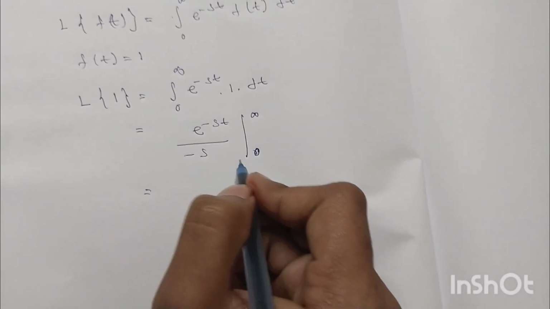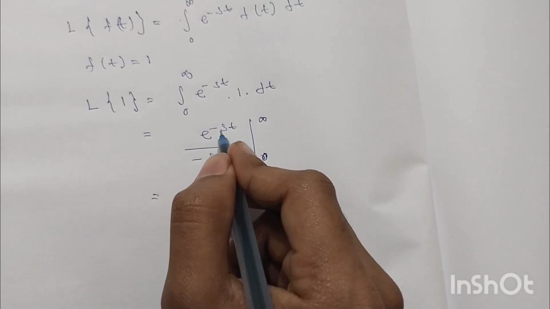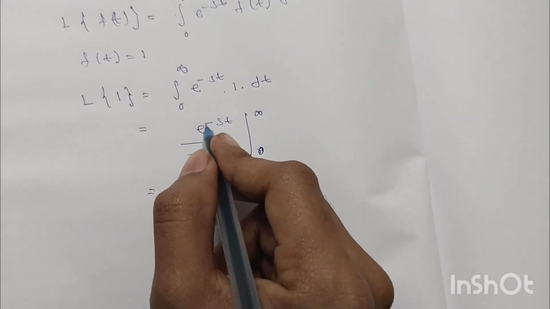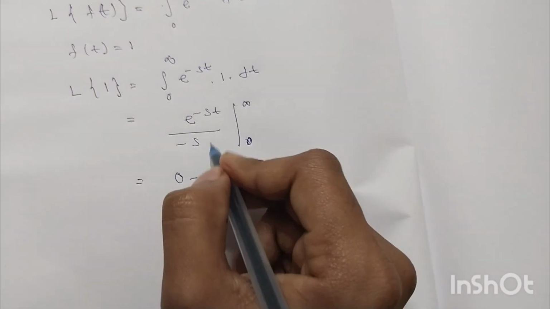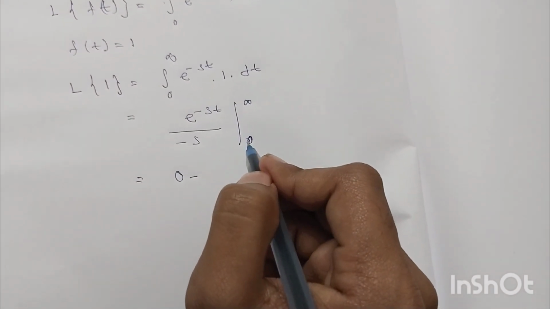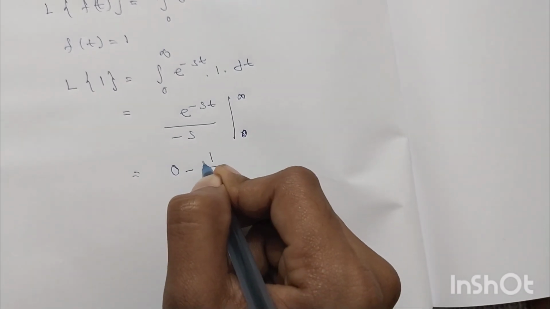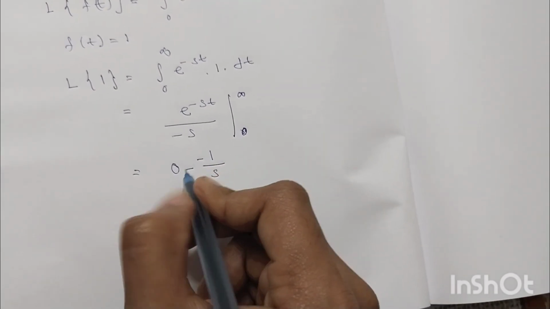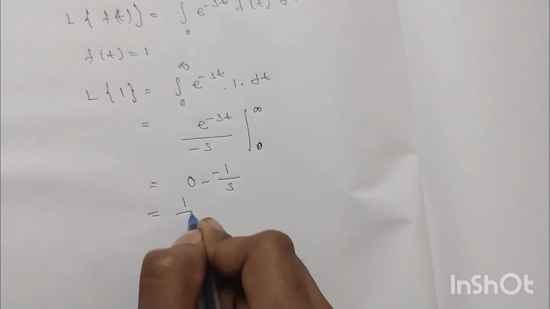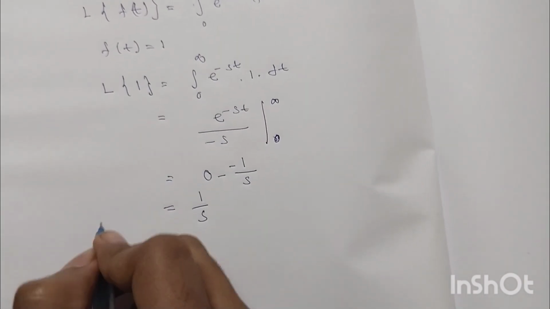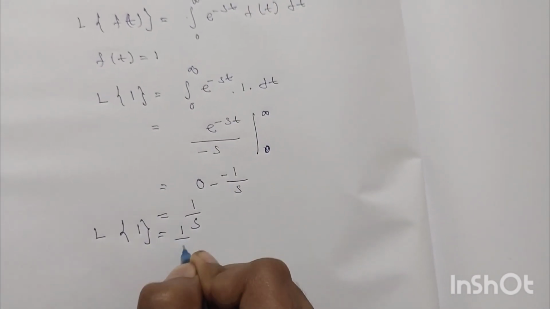Now we put the limit. If we put the limit infinity, then it will become 0 minus, and if we put the lower limit, then it will become 1 by minus s, and minus minus will be plus. So the Laplace transform of 1 is equal to 1 by s.